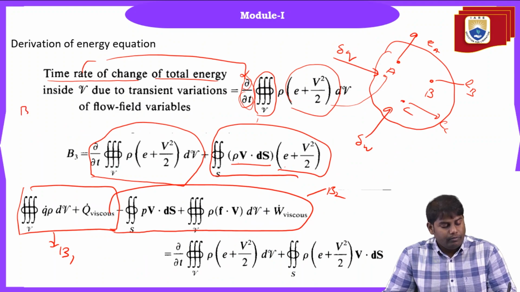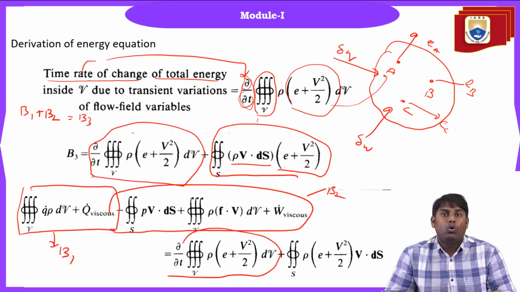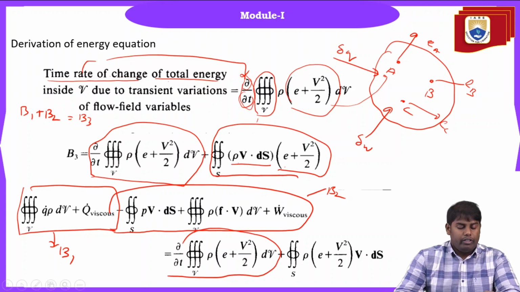This is B2. So B1 plus B2 we have done. Next is equal to B3. So what is B3? The change in internal energy that is happening throughout the volume, or the time rate of change of total energy inside the volume due to change in flow variables. So when the temperature, the pressure, the density and the velocity, when all the things are changing, then the total energy also will change.